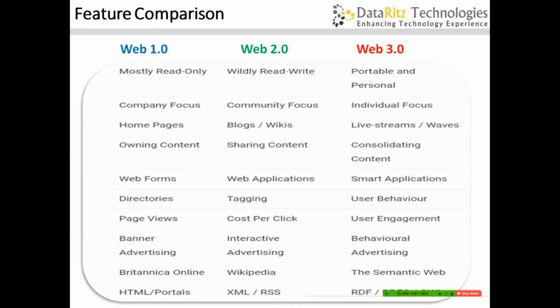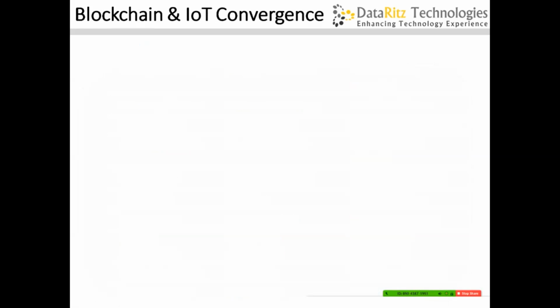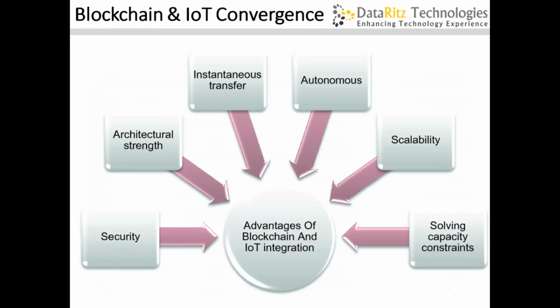So today we are living in the world of Web 3.0, and the internet is just one part of it. Here I have taken an idea because blockchain is the technology which is converging with everything, whether you are using IoT or machine learning. Take this example: the advantage of blockchain and IoT integration. Blockchain is integrated with so many things, and IoT you see everywhere in the market. The purposes are security, architectural strength, instant transfer, autonomous scalability, and solving capacity constraints. There are so many things. The main objective here is security, because IoT consists of devices which can be in your homes also, because you have smart homes and smart cities.